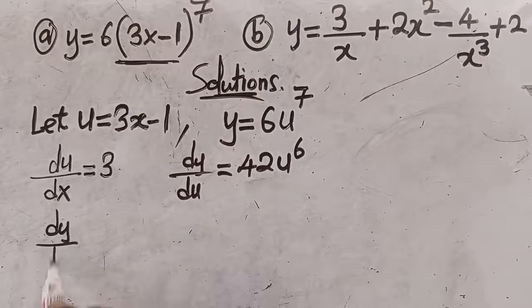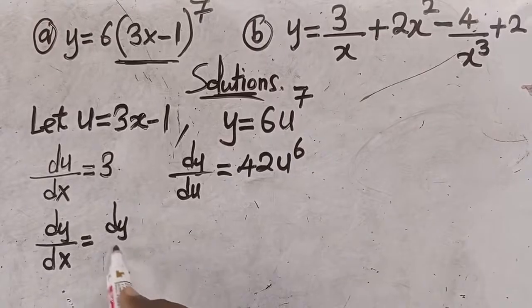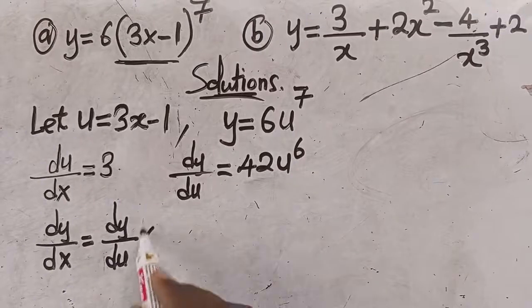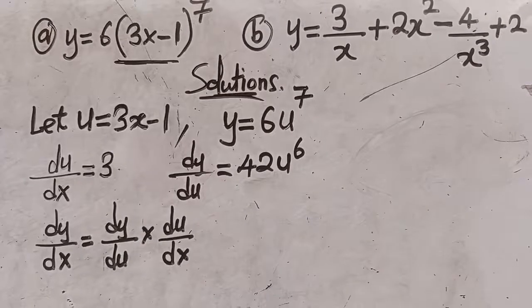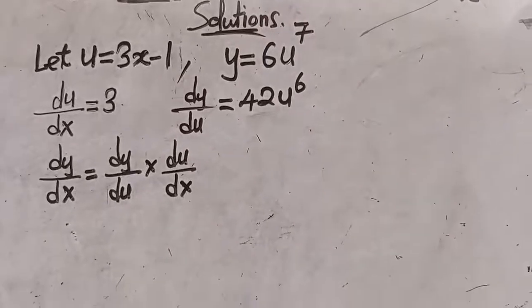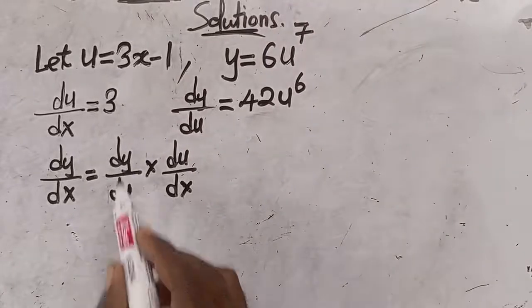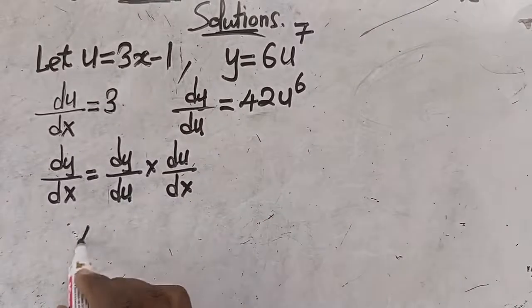I say dy dx is equal to, the formula is dy du times du dx. This is a particular formula. I now substitute those values that I already have. So what is dy du?